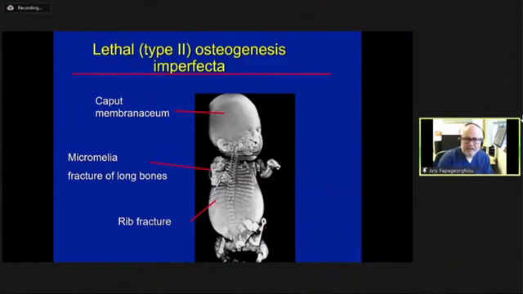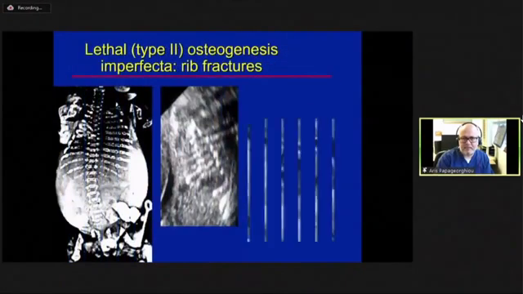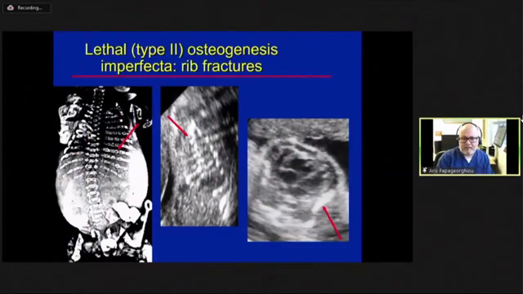So here you can see rib fractures. You can use maximum mode in 3D or the VOI in order to look at the bones, and that can be helpful. And one of the characteristic and dangerous things in OI, apart from the long bones, obviously, is the rib fractures as well, causing these severely inward turned ribs, as you can see there on that axial view on the right.